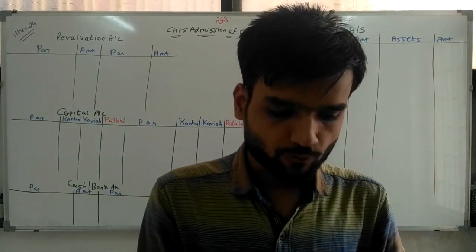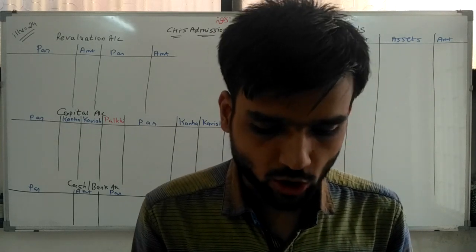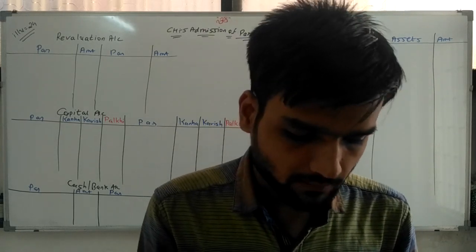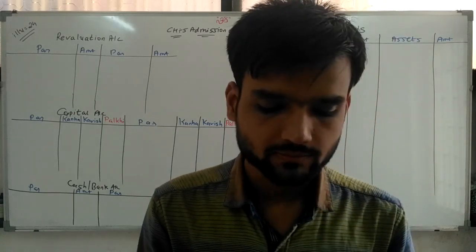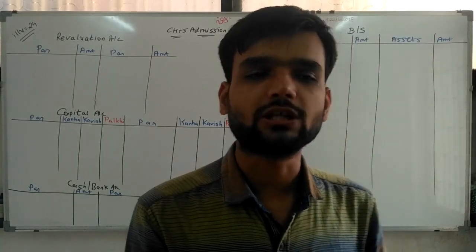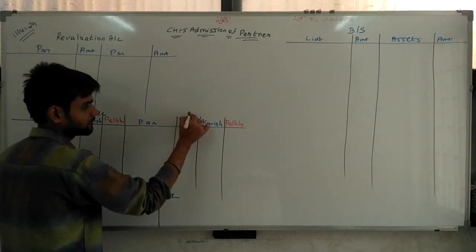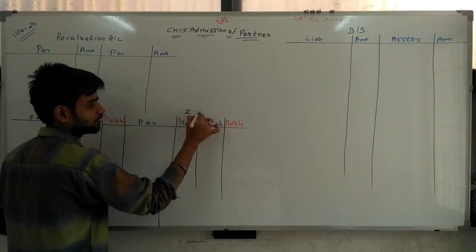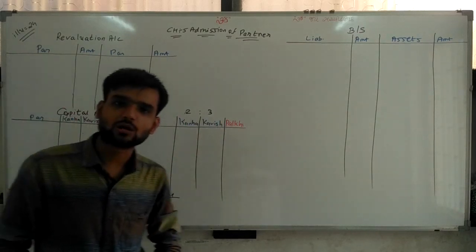Illustration number 24. Kana and Kavisha are partners in a firm, sharing profit and loss in the ratio of 2:3. Balance sheet of their firm as on 31/3/16 was as under. Sir, P&L ratio 2:3 is given. So first of all, write down 2:3. This is my old ratio that we need to write.